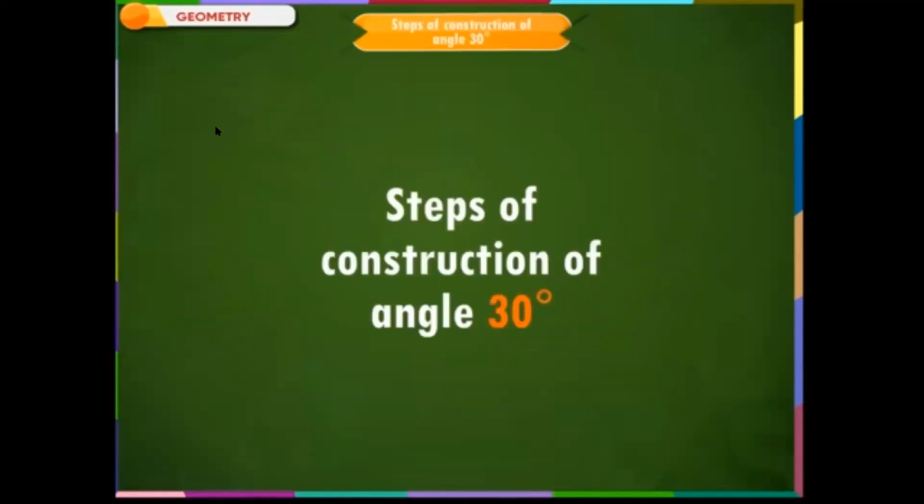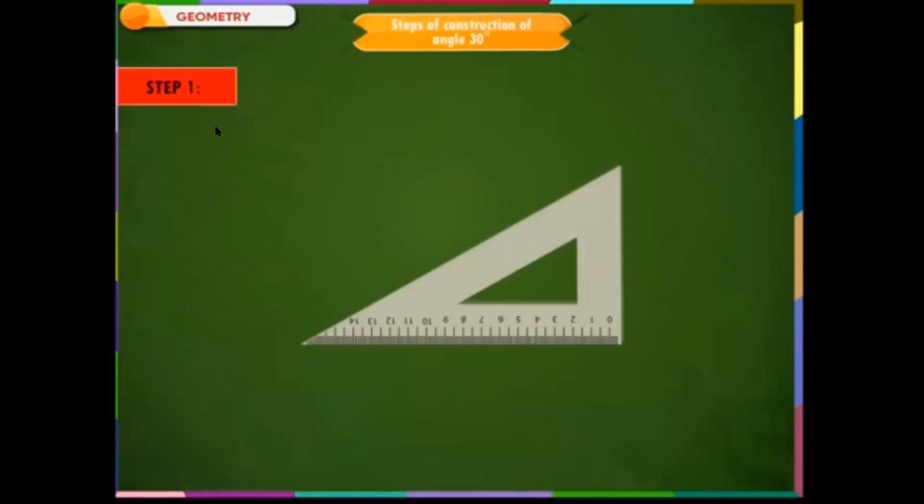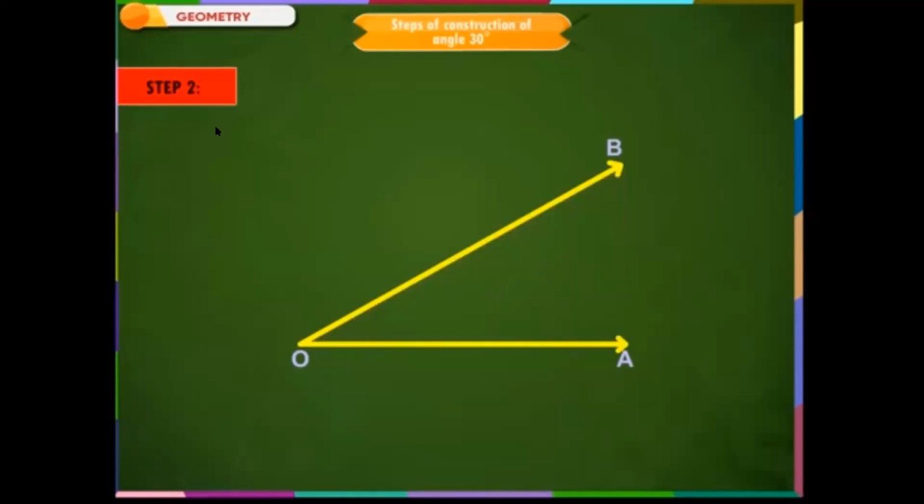Steps of construction of angle 30 degree. Step 1. To draw an angle of 30 degrees, place the set square with the 30 degree angle at a point O as shown. Then draw a ray OB starting from the vertex measuring 30 degree. Step 2. Now draw a ray OA along the other edge of the set square starting from O, such that angle AOB is equal to 30 degree.